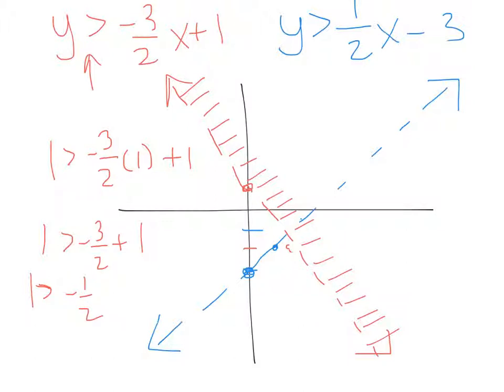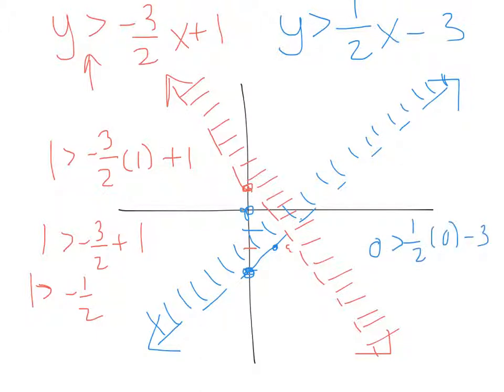All right, so let me try this part. Again, it says y is greater than. So greater than, again, is above the line. And I can see above this line, (0, 0) does work, so I'll plug in (0, 0). 0 is greater than 1/2 times 0 minus 3. 0 is greater than 0 minus 3. Okay, so that's correct.